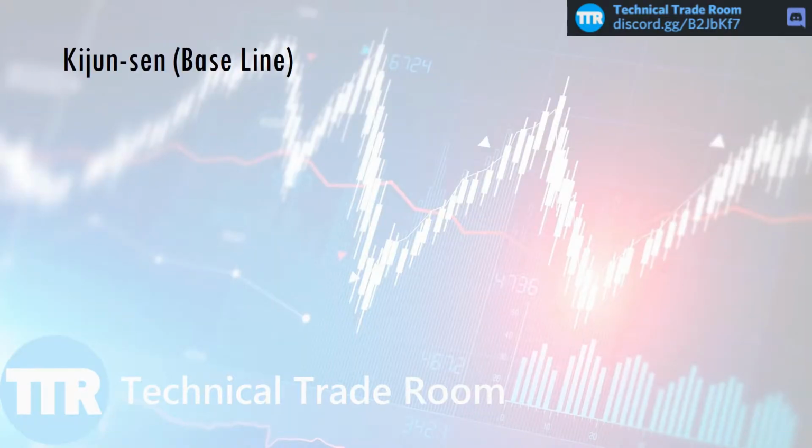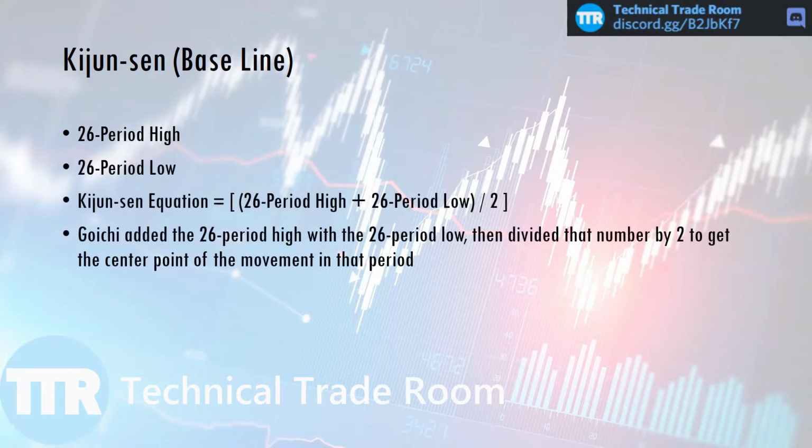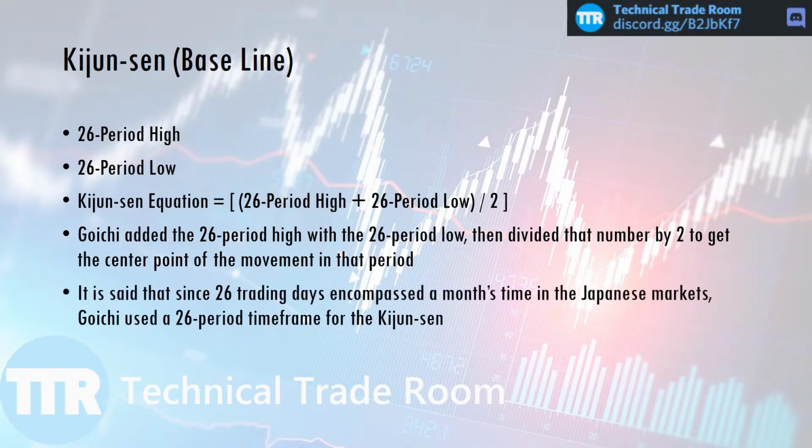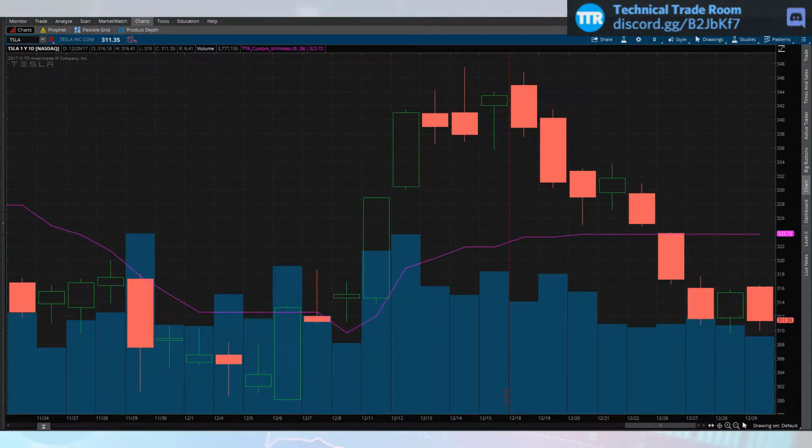The Kijun Sen uses the 26-period high and the 26-period low in its equation. Goichi added the 26-period high to the 26-period low, then divided this number by 2 so he could find the middle point of the equity's movement within that 26-period time frame. It's said that since 26 trading days encompassed a month's time in the Japanese markets, Goichi used the 26-period time frame for the Kijun.